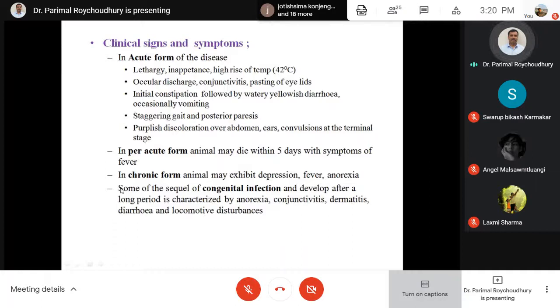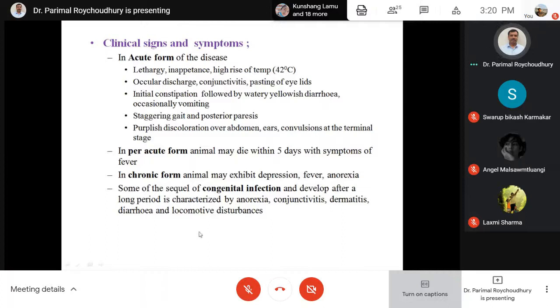In the chronic form, the animal may harbor the virus for a period of 8 to 10 months and gradually die of secondary complications. That usually happens. At that stage, the chronically suffering animal becomes a source of infection. We have to be very careful while maintaining a recovered animal from classical swine fever, so that it does not become a source of infection in the later part.